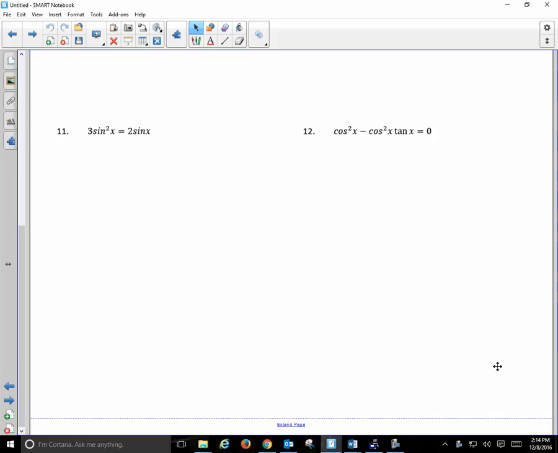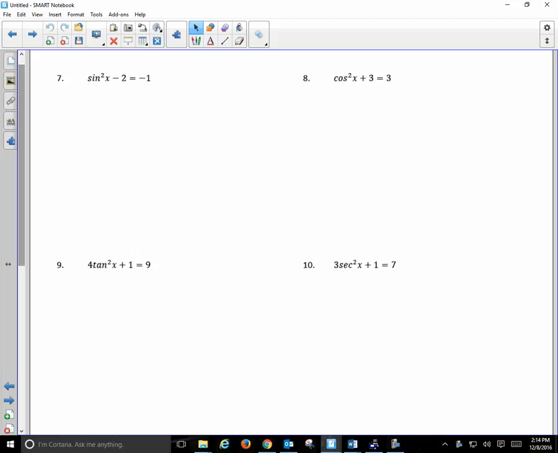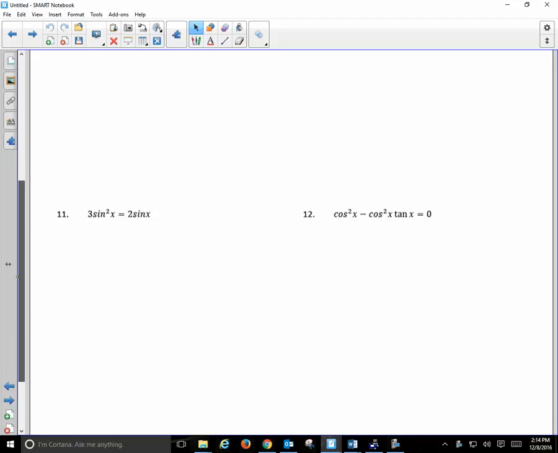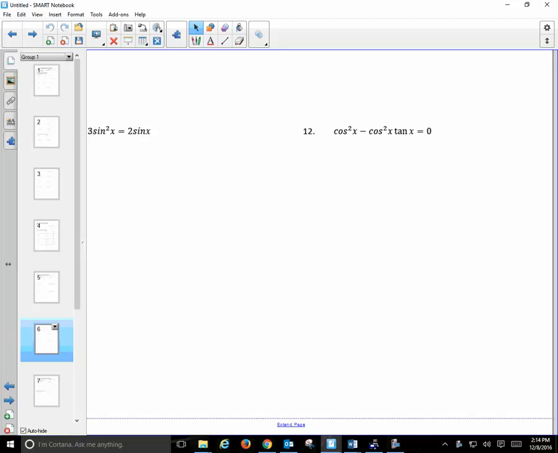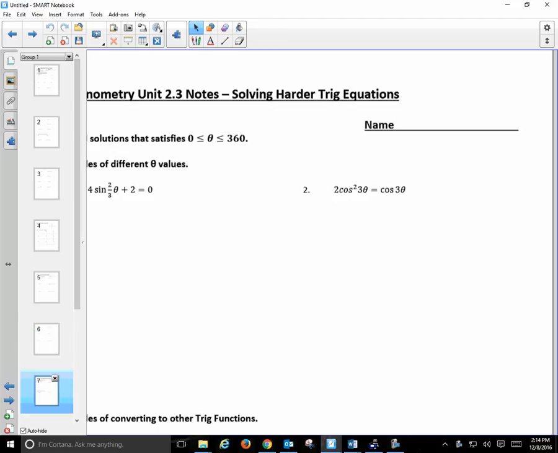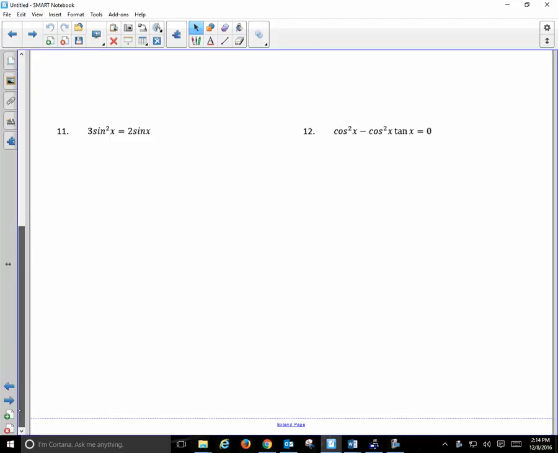So in today's lesson, we're going to continue to solve trigonometric equations. We're going to start by solving 7 and 8 here and 9 here in a second, 10. But before we do that, we're going to take just a couple notes here. And right at the bottom of your page, I want you to draw this.